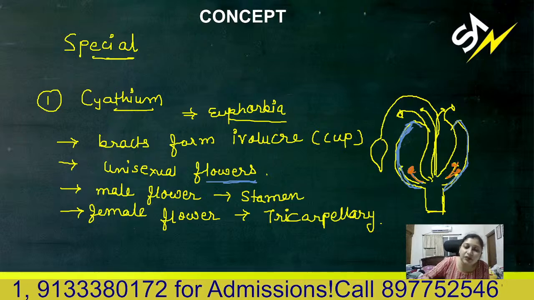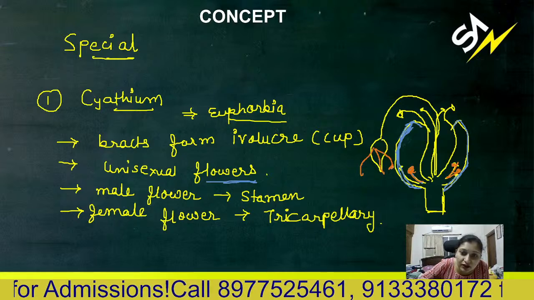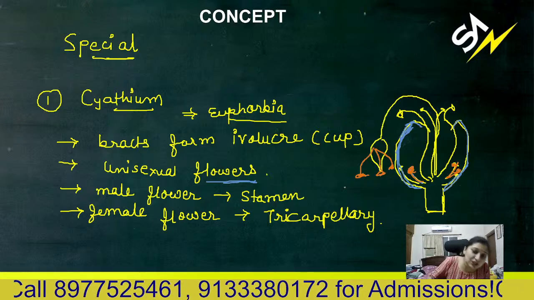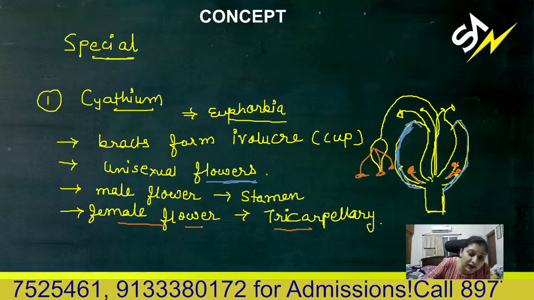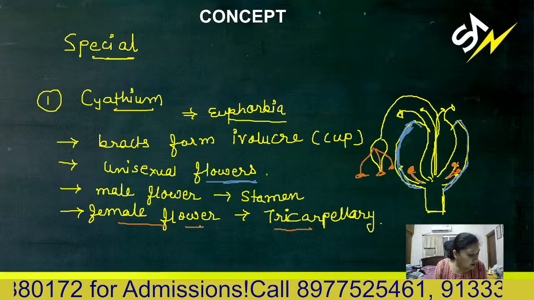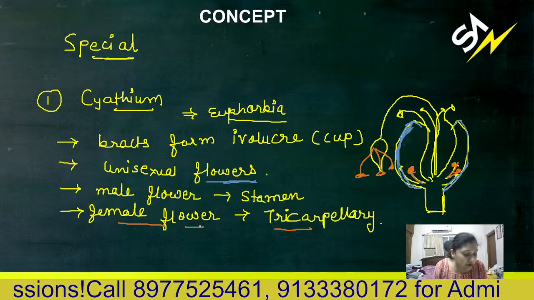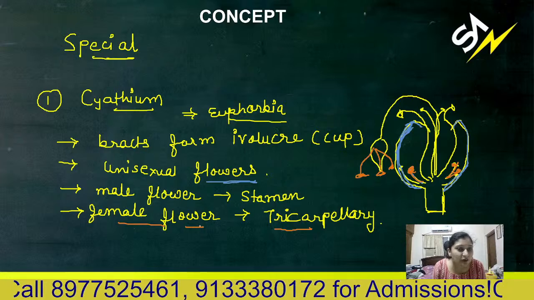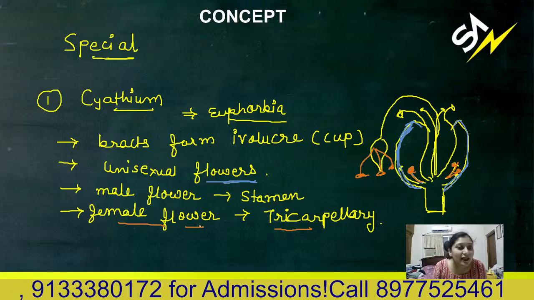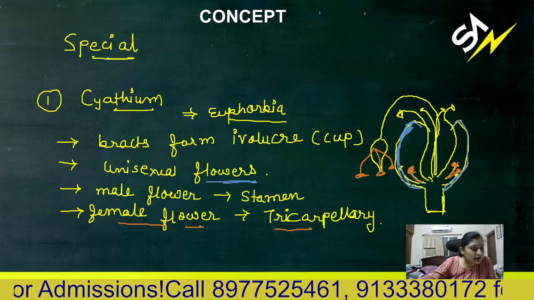And the female flower, there is only one female flower, which is having 1, 2 and 3, three carpels. Okay, so it is a tricarpellary female flower. Only a single flower, but tricarpellary. So male flowers and the female flower like this are growing inside an involucre. This special type of inflorescence is known as cyathium inflorescence. Is that clear, everyone?